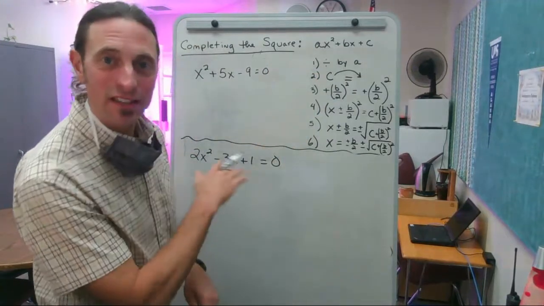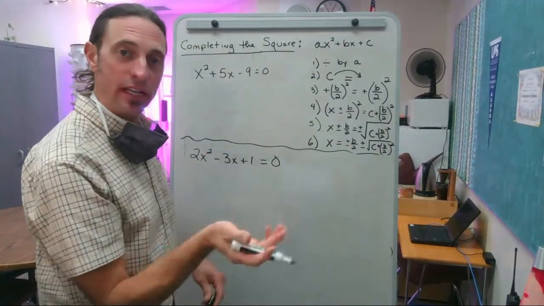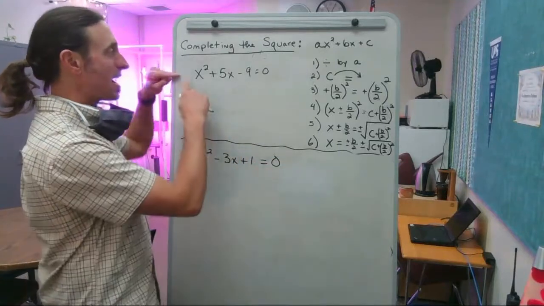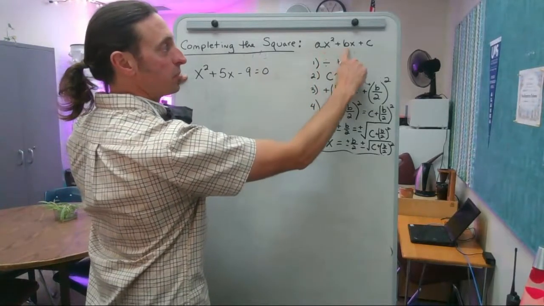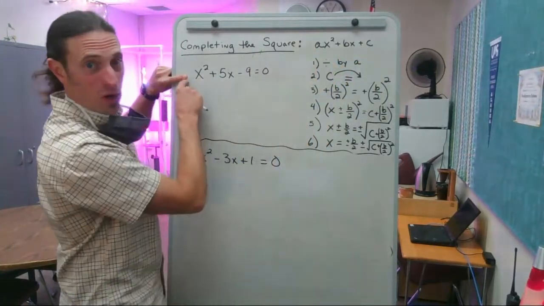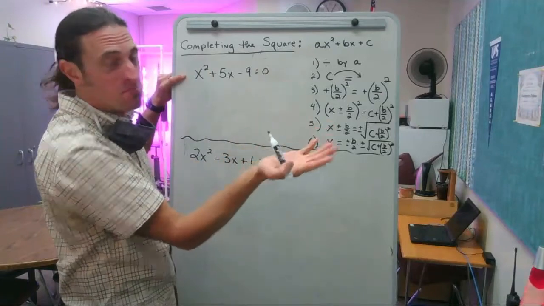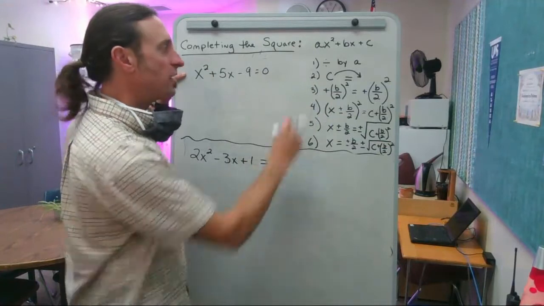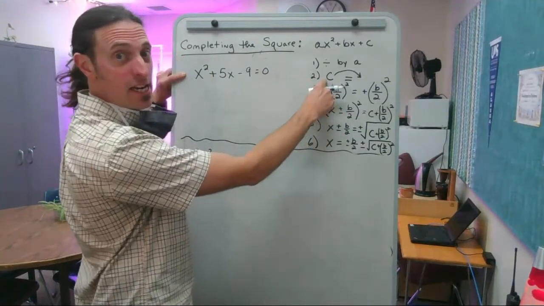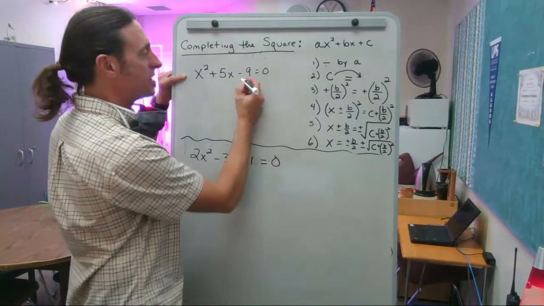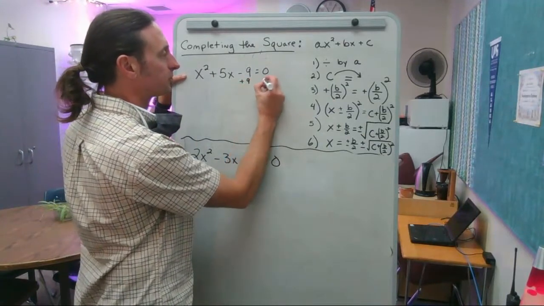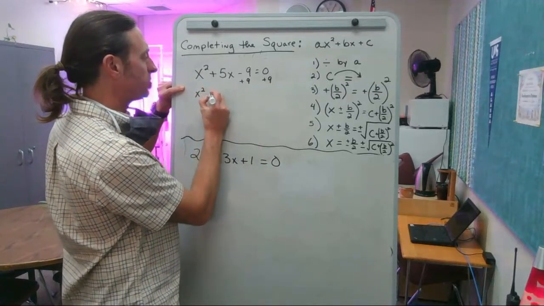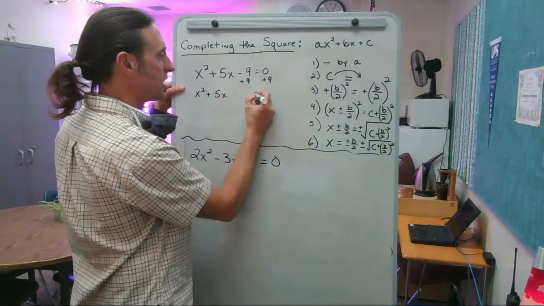Step number one. Divide everything by a. That way, if you have a leading coefficient other than 1, you're going to force everything to have a leading coefficient of 1. In this case, ax squared plus bx plus c, a is 1. I divide everything by 1. Nothing changes. Step 1 complete. Step 2, move c to the other side of the equal sign. In this case, I have to add 9 to both sides. Awesome. So now I have x squared plus 5x equals 9.